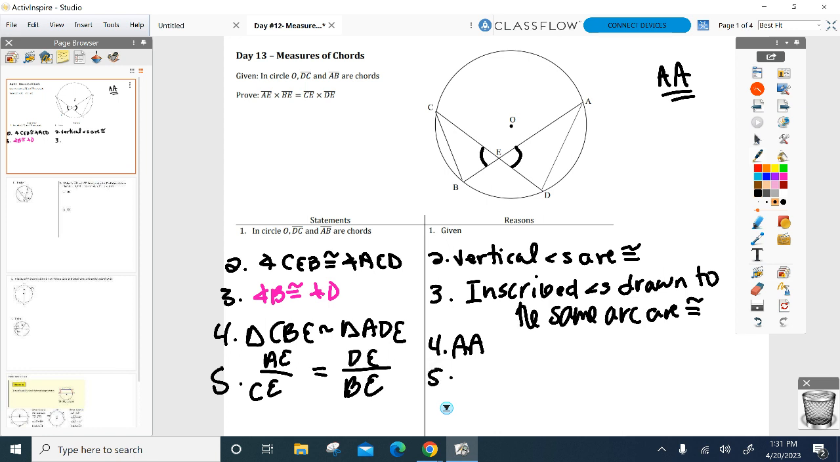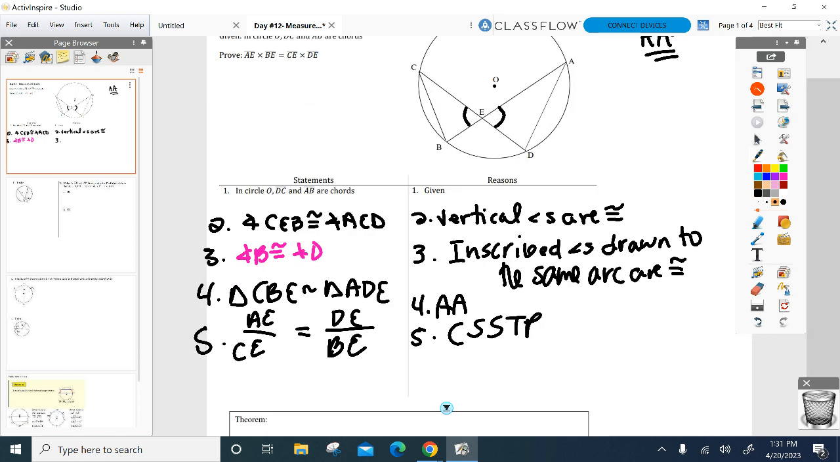What was the reason why that's true? How do you remember that? After angle, angle. CSSTP. Corresponding sides in similar triangles are proportional. Yep. And now, go ahead. Now tell me your means and extremes are equal. AE times BE equals CE times DE. Product of the means equals product of the extremes.